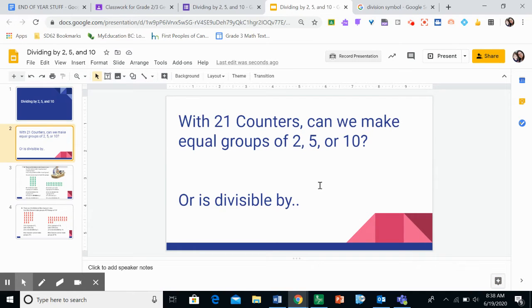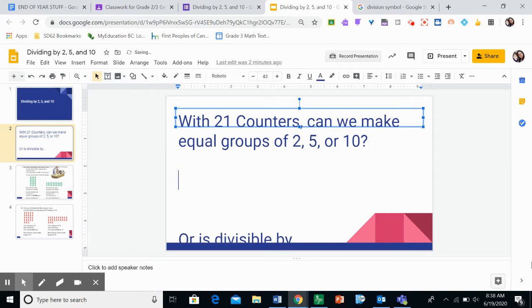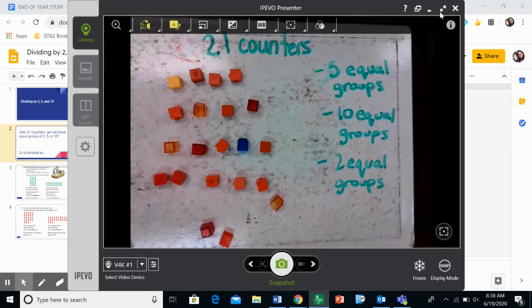So I'm going to start with 21 counters and I'm going to see if we can make equal groups of 2, 5, or 7. So that would be if I was making an assignment and it said 21 divided by 2. Could I make equal groups? Will I get a whole number? Or divided by 5? Or divided by 10? And we're just going to look at that right now. So I'm going to go over to my whiteboard here that I have.